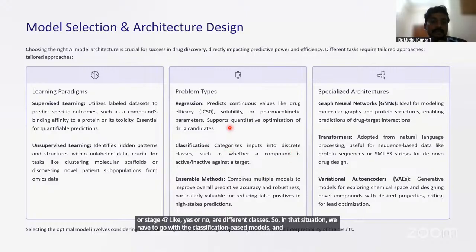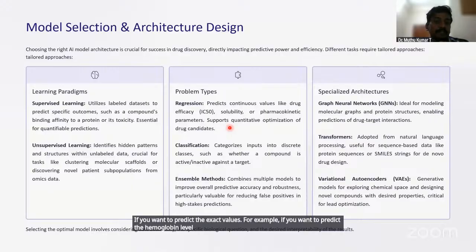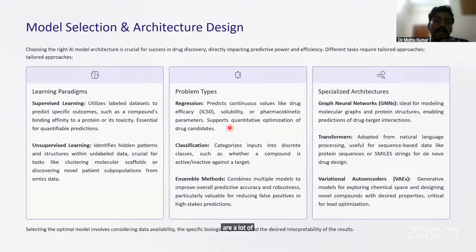And then the regression based model is used if you want to predict exact values. For example, if you want to predict the hemoglobin level of a particular patient, or the IC50 value, or any kind of side effect, lipophilicity or logP, or drug likeness. Whatever things come as numbers can be done with a regression type model.